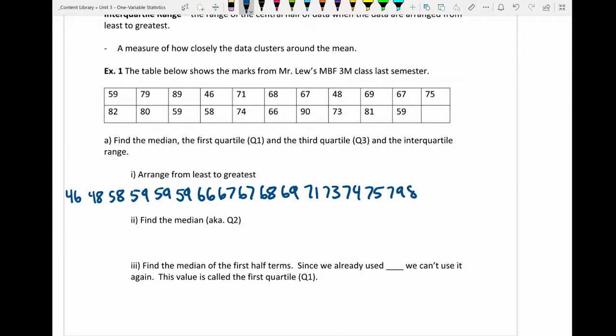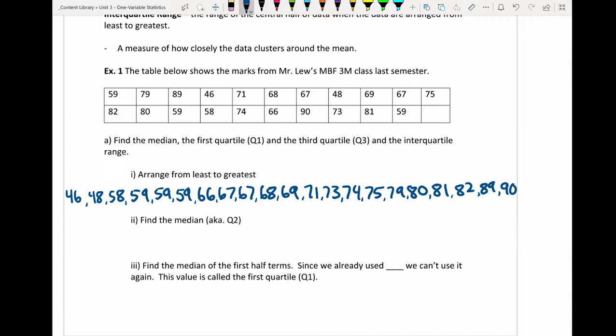79, 80, 81, 82, 89, and 90. So there are all my values written out. I put little commas between them, which helps us differentiate them, because it is just a long line of numbers. So there is my data ordered from least to greatest.